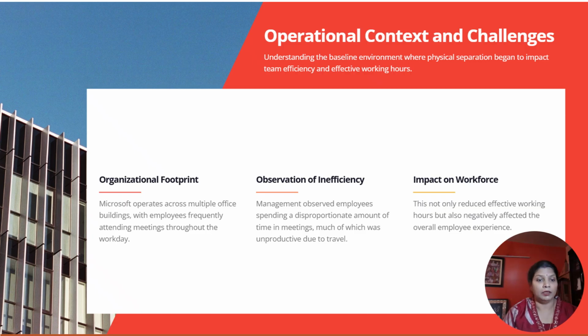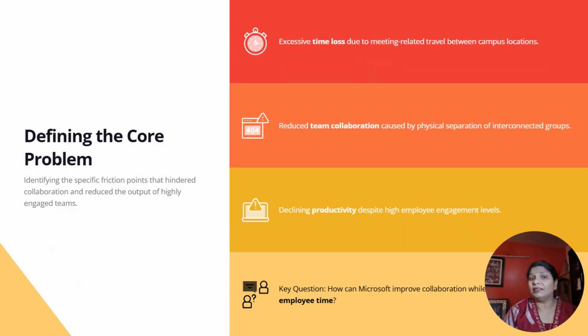address this challenge. So moving further, at this stage, the core business problem should be clearly defined. The issue faced by Microsoft was not a lack of employee engagement or commitment, but instead the presence of specific friction points that hindered effective collaboration and reduced overall productivity. The first major problem was excessive time lost due to meeting related travel between different campus locations. Employees spend a significant proportion of the workday simply moving from one meeting to another.